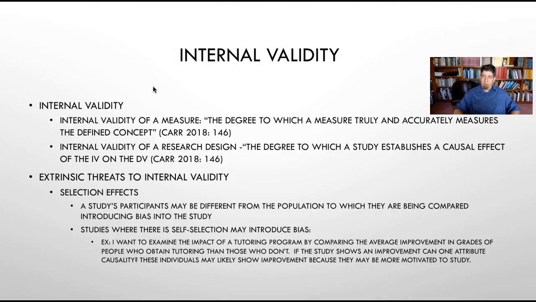Now, this is all to help establish what we call internal validity. Again, that internal validity of a research design is what we're focused on, the second of these two definitions. And that is the degree to which a study establishes a causal effect of the independent variable on the dependent variable. That is the central question of research methods. It's the central point of doing research. How do you know? Does it answer that epistemological question? And experiments are a method that can do so.